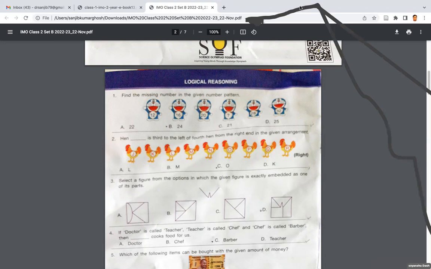Okay, tell me number 1, Beta. I am missing number in the unit pattern. Okay. First, 12, 16, 20. 12, 14, 15. Okay. 17, 18, 19. 24. Can you explain me your answer, Beta?